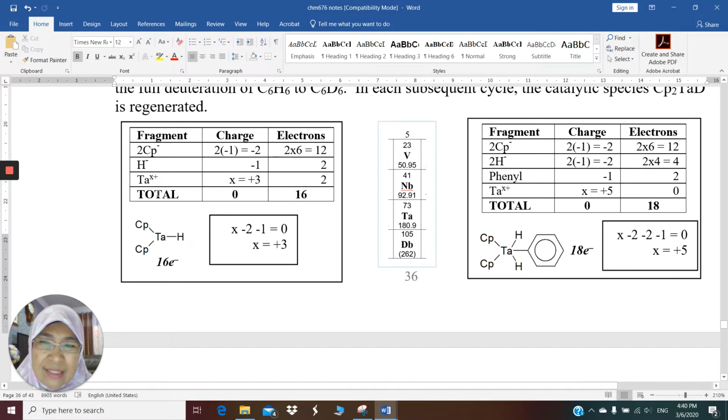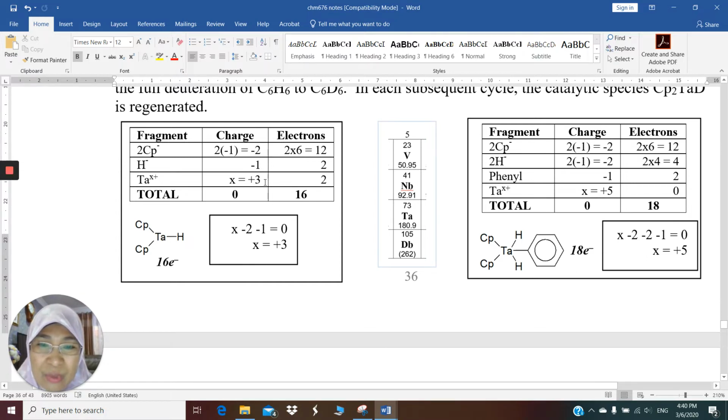And what about the tantalum? What is the oxidation state of your tantalum? I put it here as 3, but how do I get 3? I'm sure Dr. Nizam has gone through this with you: -2 -1 plus x is equal to 0. Why 0? Because this whole species doesn't carry any charge. So x - 2 - 1 equals 0. This is Form 1 mathematics. So you get x equals +3. So the oxidation state of tantalum is +3.